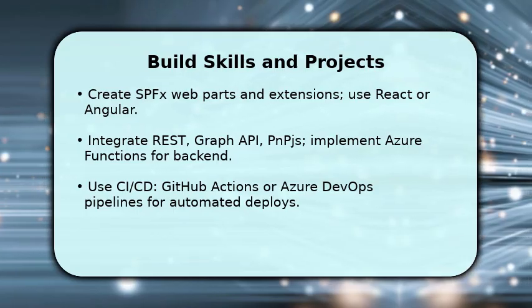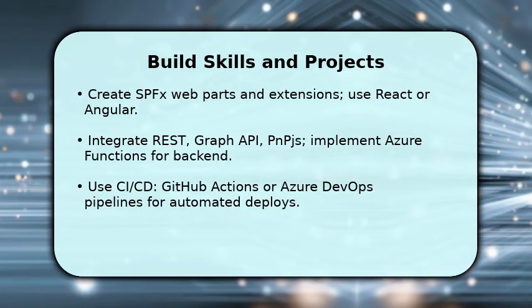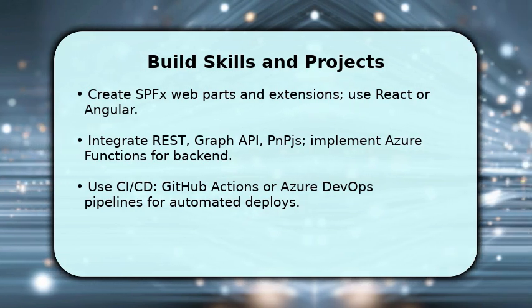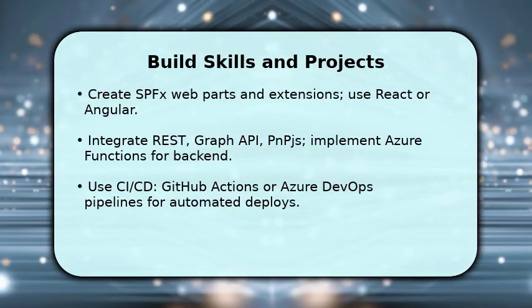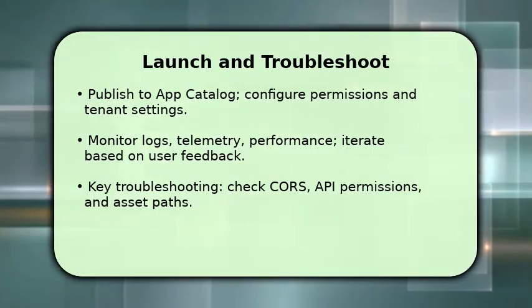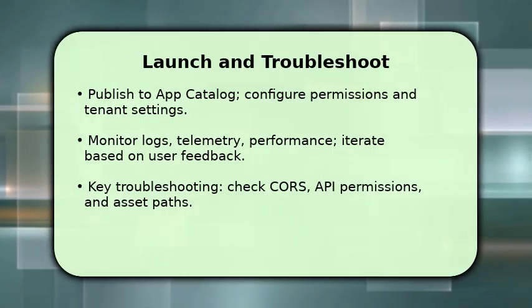keep front ends responsive. Make sure to set up CI/CD with GitHub Actions or Azure DevOps so builds, tests, and deployments run reliably. You finish by publishing and validating your solution. Deploy packages to the SharePoint app catalog, grant required API permissions, and configure tenant properties so users can access features.